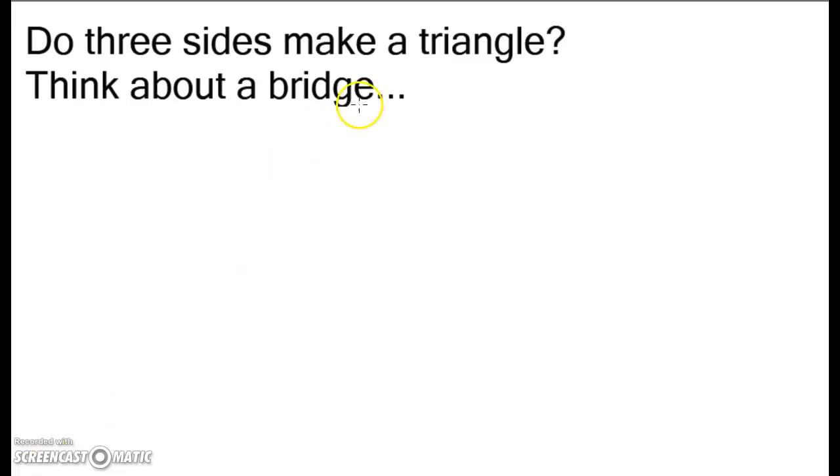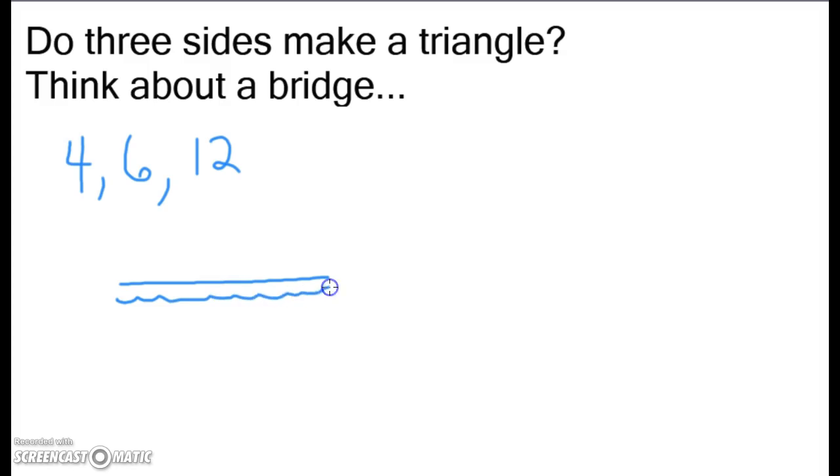Okay, if you are asked to decide if three sides can make a triangle, I kind of want you to think about it as a bridge. So for instance, if we're looking at the numbers 4, 6, and 12, and we're deciding if I had these three lengths, could I make a triangle? Well, if we think about the 12, the biggest side, as being like a river, so if this side is 12, there's my water. This 4 and this 6 need to be big enough to make a bridge across this water.